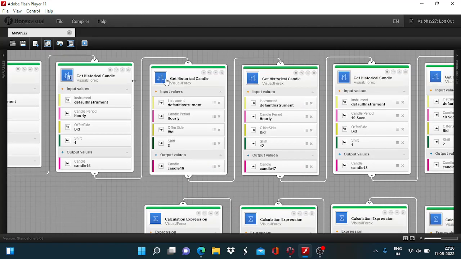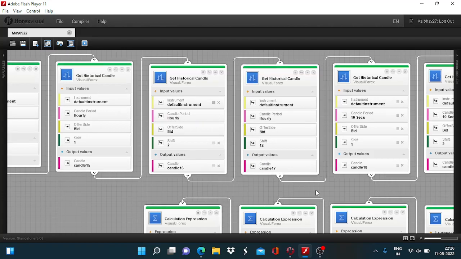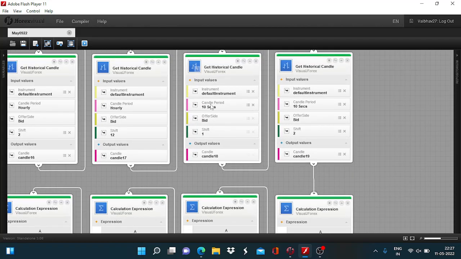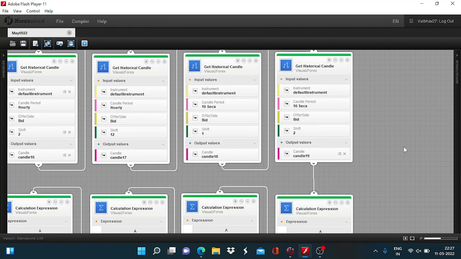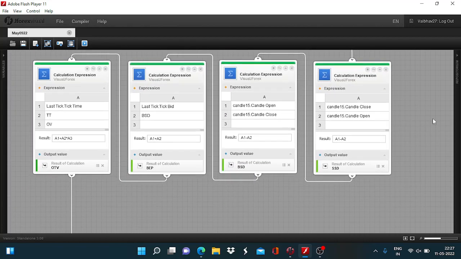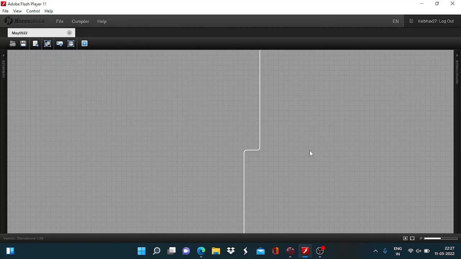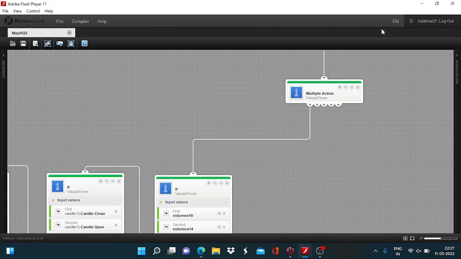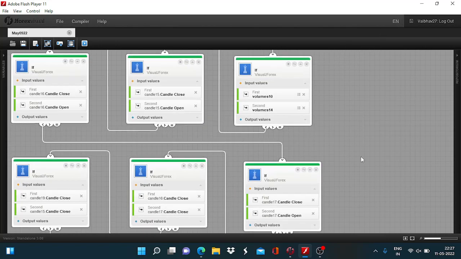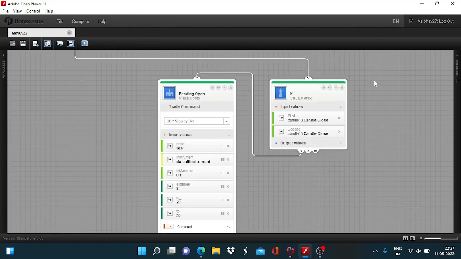And later on, these four get historical candle blocks have been added, with each candle period being defined at 1 hour, and these two are of 10 seconds each. These four are calculation expression blocks to define certain variables which are helping us in setting the conditions. And on the lower side, this is the setup for the execution of the buy trade.